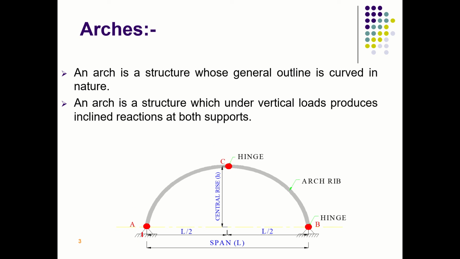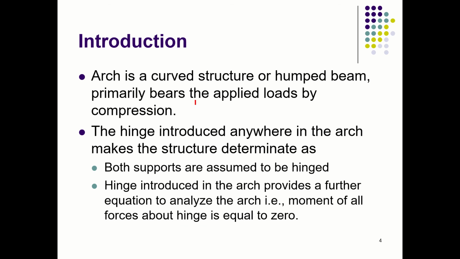So the reactions at both the supports are what? Inclined. For example, the reactions will be like this. And why are these like this? Because of the outline. As you can see, the outline of the arch at the support is not vertical and not horizontal, it is in between. So the reaction should be against this applied load coming from the arch. So at both the supports the inclined reactions will be produced.